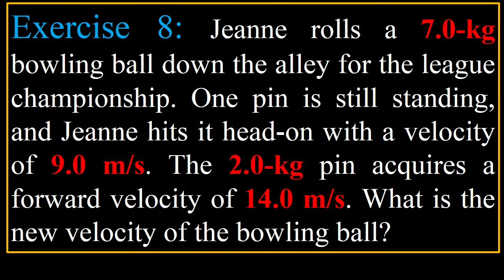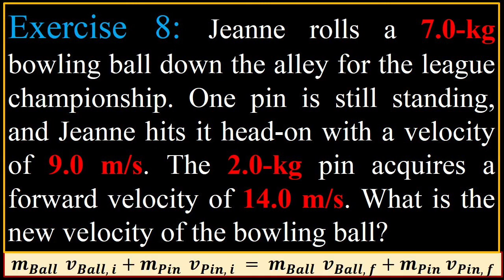Jeanne rolls a 7-kilogram bowling ball down an alley for a league championship. One pin is still standing, and Jeanne hits it head-on with a velocity of 9 meters per second. The 2-kilogram pin acquires a forward velocity of 14 meters per second. What is the new velocity of the bowling ball? Now, remember that momentum is conserved.